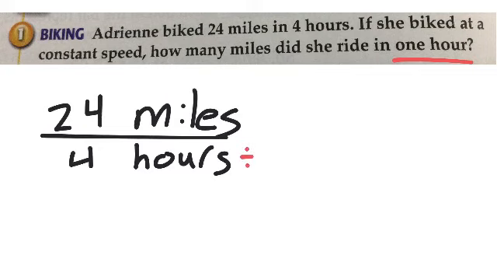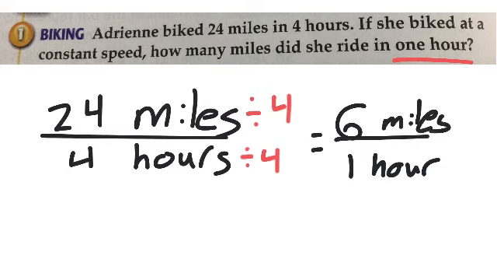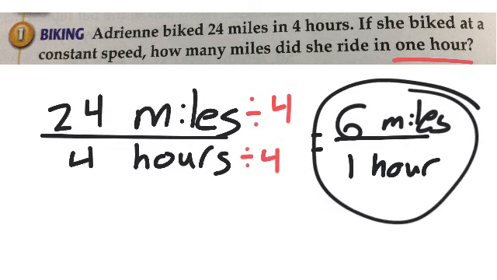So I would divide the numerator by 4, because 4 divided by 4 gives 1 in the denominator. So now I'm dealing with 1 hour. To keep this the same fraction, if I divide the denominator by 4, I have to also divide the numerator by 4. So 24 divided by 4 is 6, and that is miles. So she rode 6 miles in 1 hour.